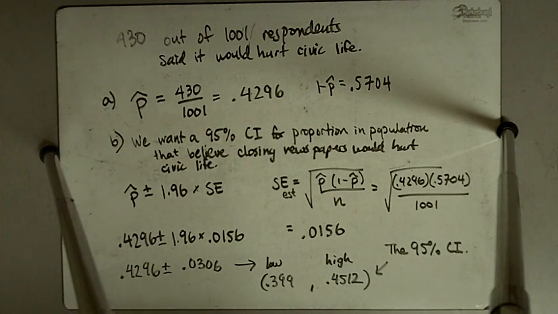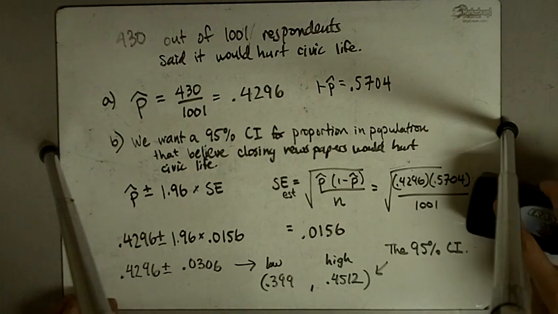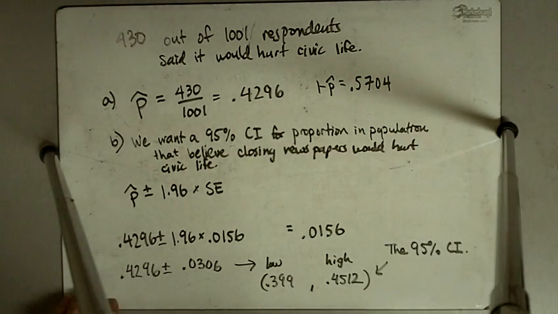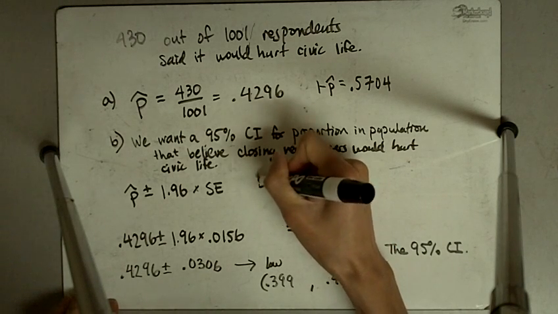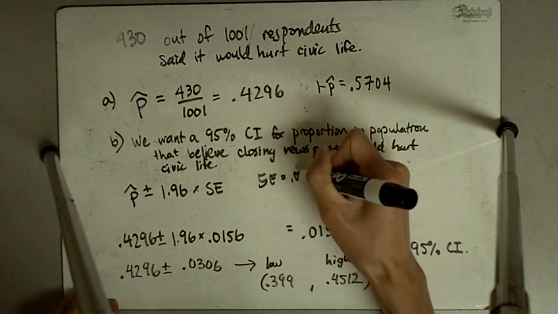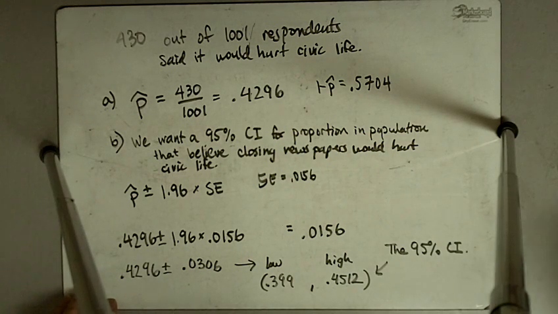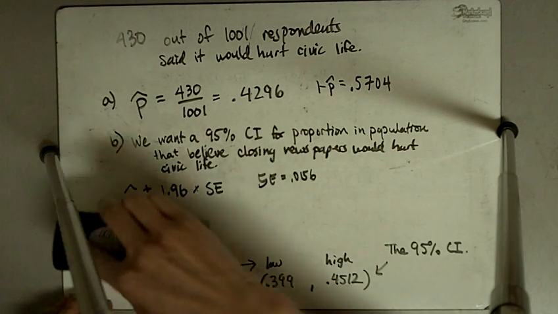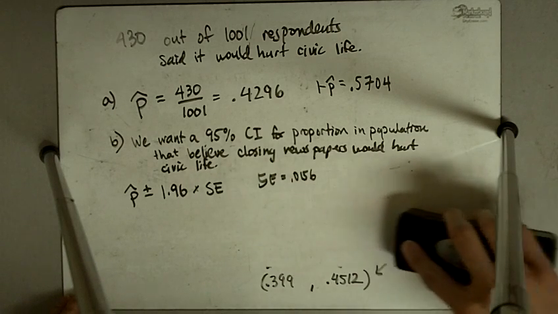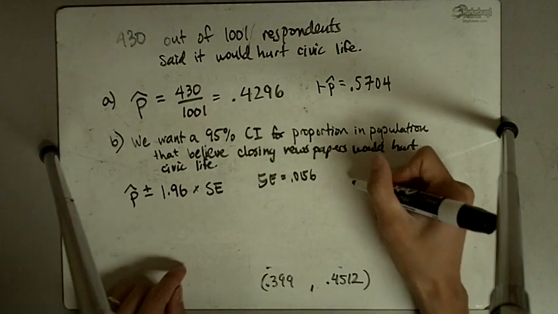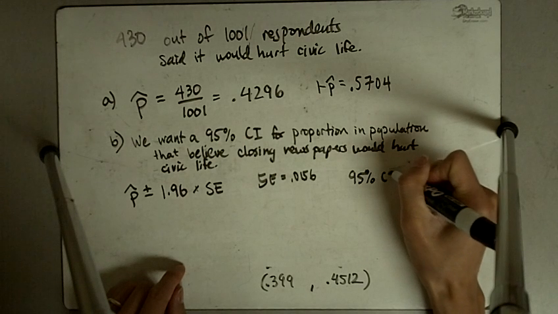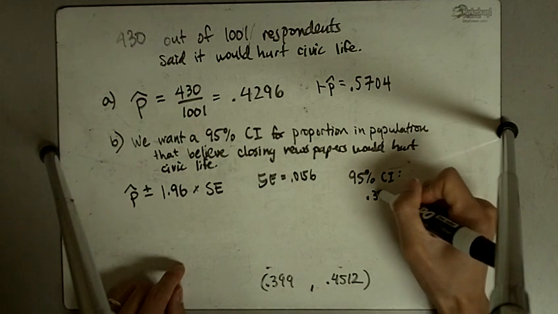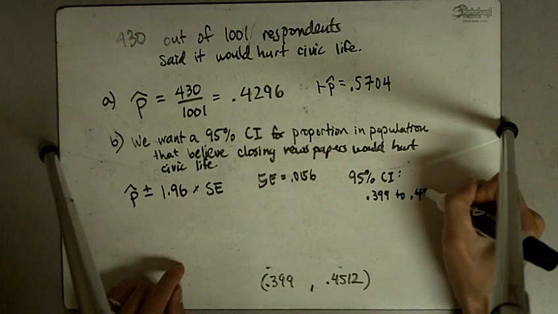Okay. Part C says find an 80% confidence interval for the population proportion who believe closing newspapers would hurt civic life a lot. So I'm just going to erase some of this stuff and move this up. The standard error we found to be 0.0156, and that number is going to stay the same. And for 95%, my confidence interval ended up being 0.399 to 0.4512.